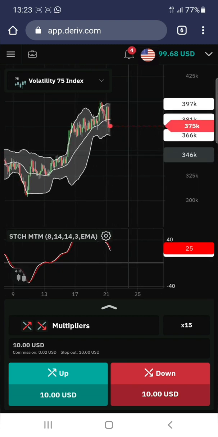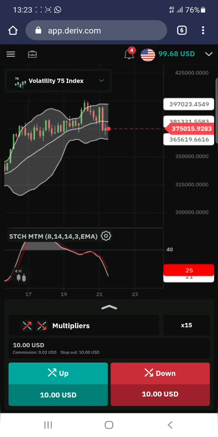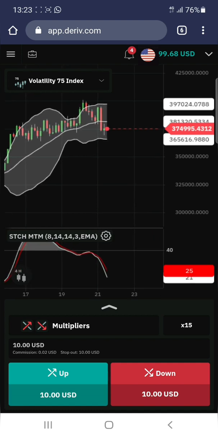So you see it's trending upwards. This is an uptrend, but my stochastic momentum is indicating a reversal right now, or this might just be a retracement before it continues going up. So if you want to trade easily right now, you watch the candles, watch what the candles are doing.